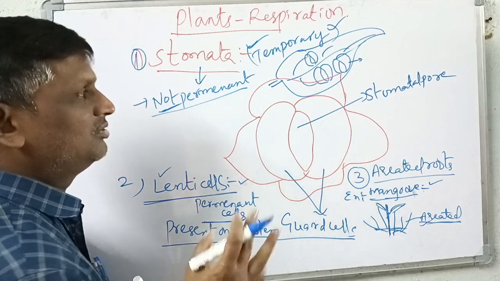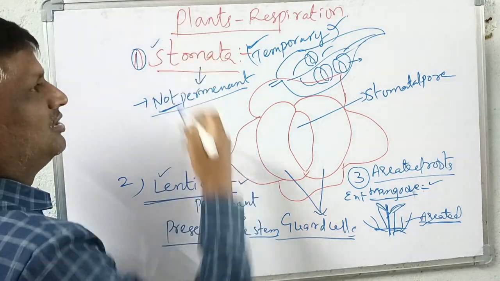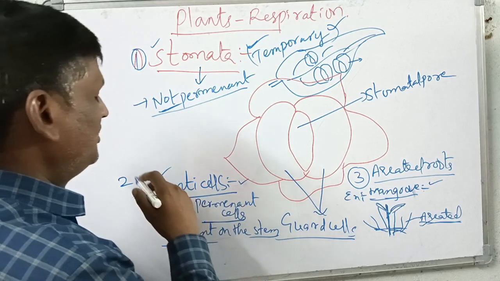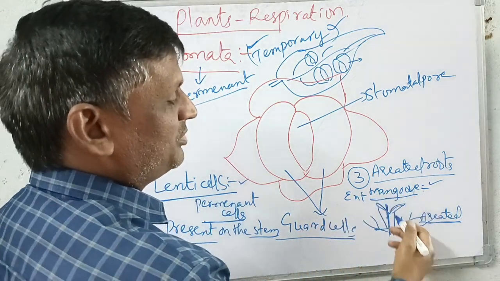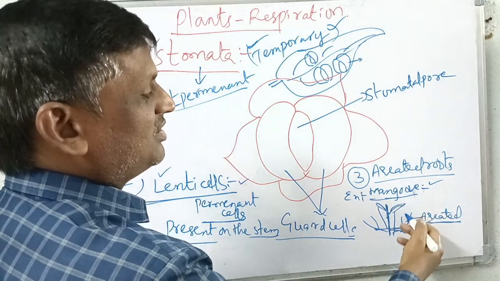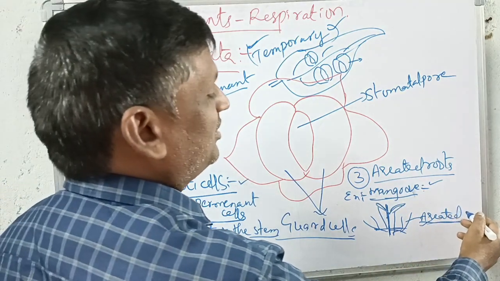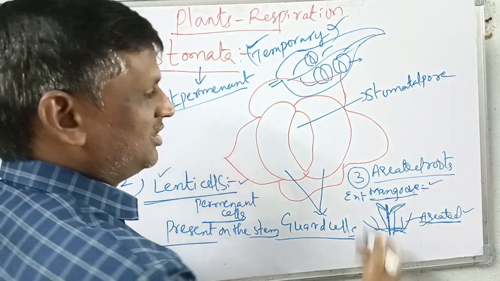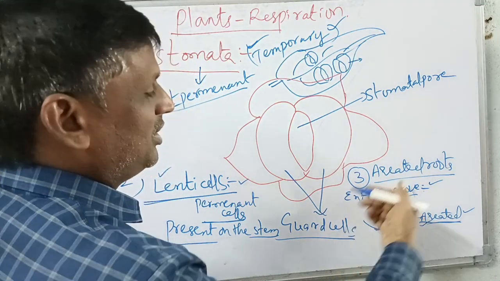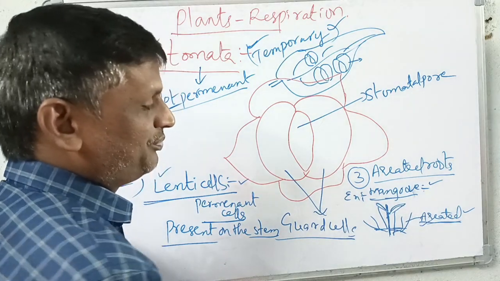So plants can respire through three different types of parts. It can respire through the stomata, it can respire through the lenticels. Even in mangrove plants, especially the mangrove plant's adaptation is aerated roots. These aerated roots also participate in the process of respiration. That is how, through aerated roots, plants can respire.